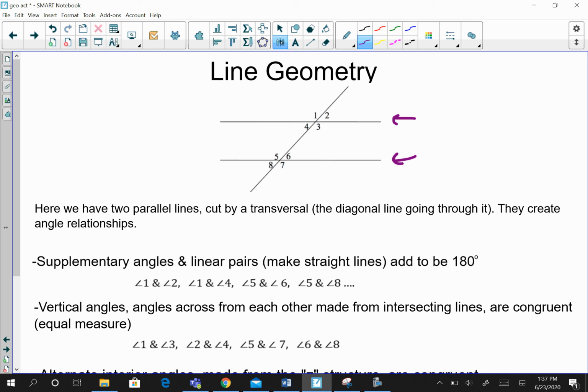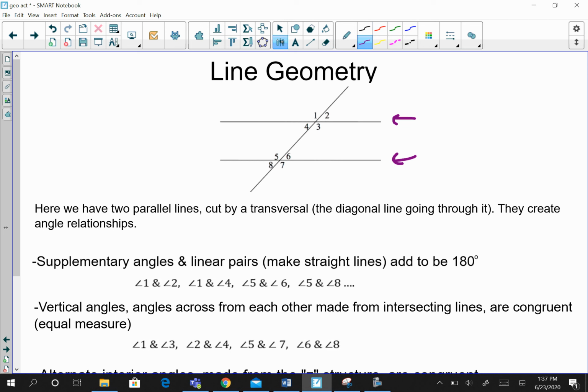You have supplementary angles and linear pairs. They make straight lines. They add to be 180. So like 1 and 2, 6 and 7, 4 and 3, 5 and 8. Any set that's going to make a straight line, it could be 3 or 4 angles put together, but as long as it creates a straight line, it's equal to 180. I have listed the pairs there.